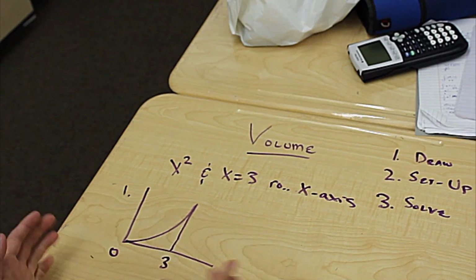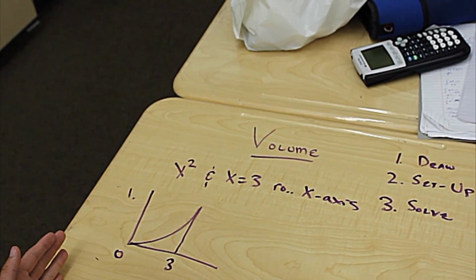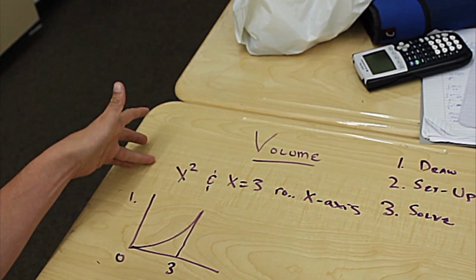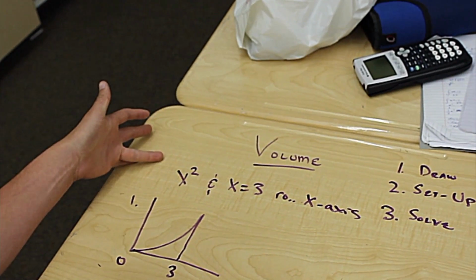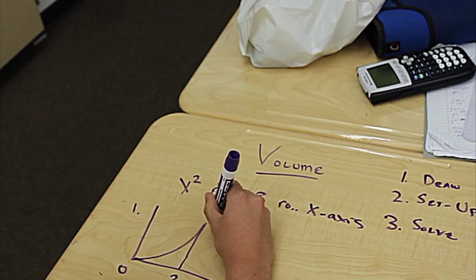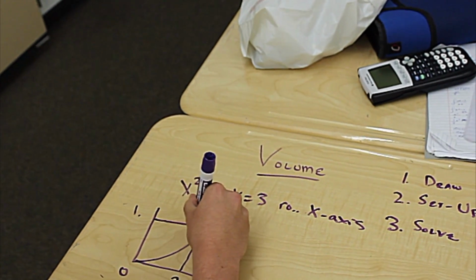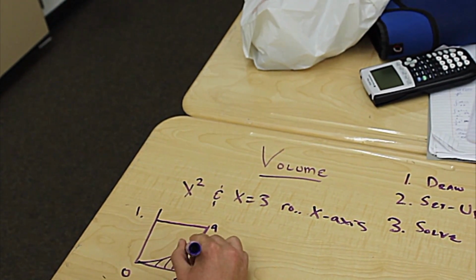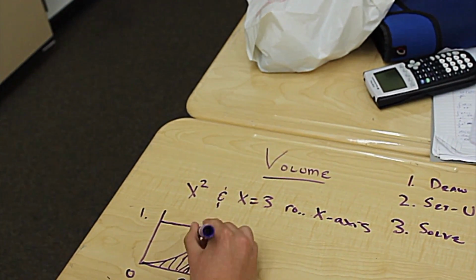So from 0 to 3, that's where you know your interval is going to be. And then you just have to figure out the height at which they're going to meet. If you plug 3 into the equation, you're going to get that they meet at 9. And then your entire area will look something like that.